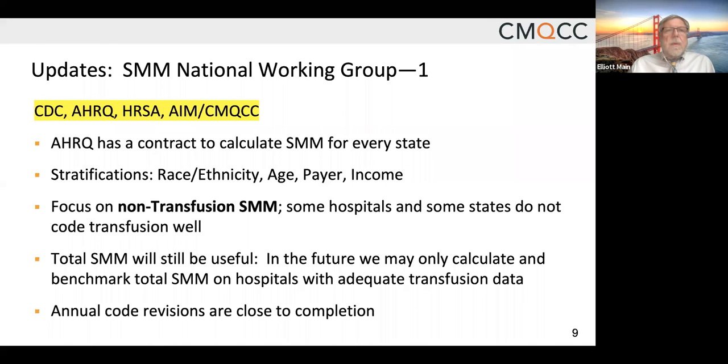Total SMM will still be useful, and we plan on continuing doing this, perhaps focused on hospitals that have adequate transfusion data. But there are also some code revisions that this group is looking at, and these are almost done, and we hope to release them in the next month. Some tweaks in SMM and some tweaks for the change to ICD-10 and the new codes that come out each and every year. Next slide.